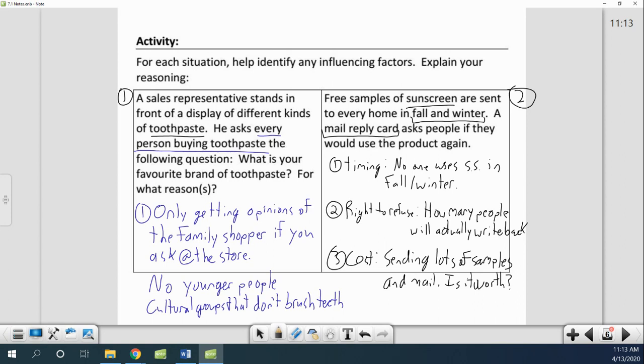Free samples of sunscreen sent to every home in fall and winter, with a mail card. So no one's using sunscreen in fall and winter. People won't likely respond to this. And even if they did, what is it costing you to send out free samples to every house in the fall and the winter? That's crazy.